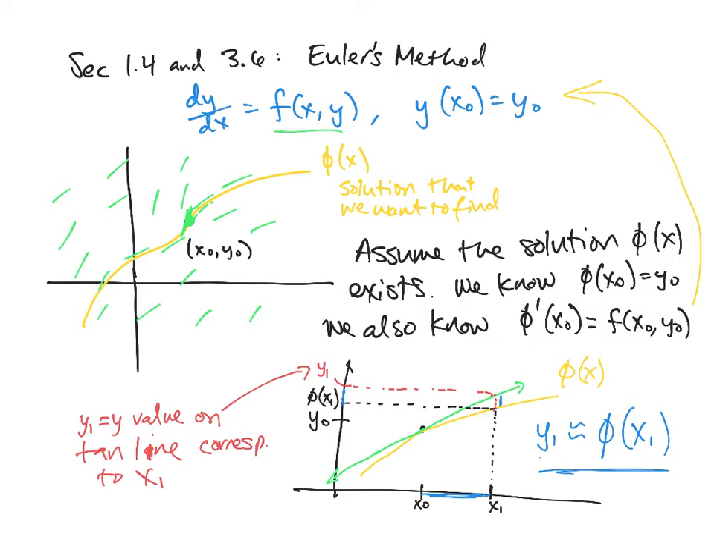And so this is how we're going to approximate it. We're going to say that at least if our x1 and x0 are close to each other, then our y1 is a reasonable way to approximate the values of phi. Okay, so let's try to write that down in equation.